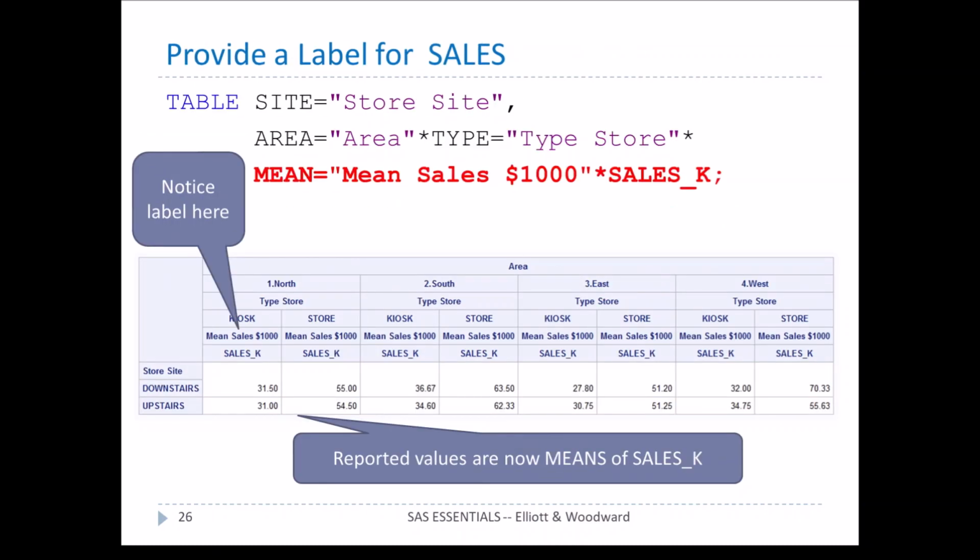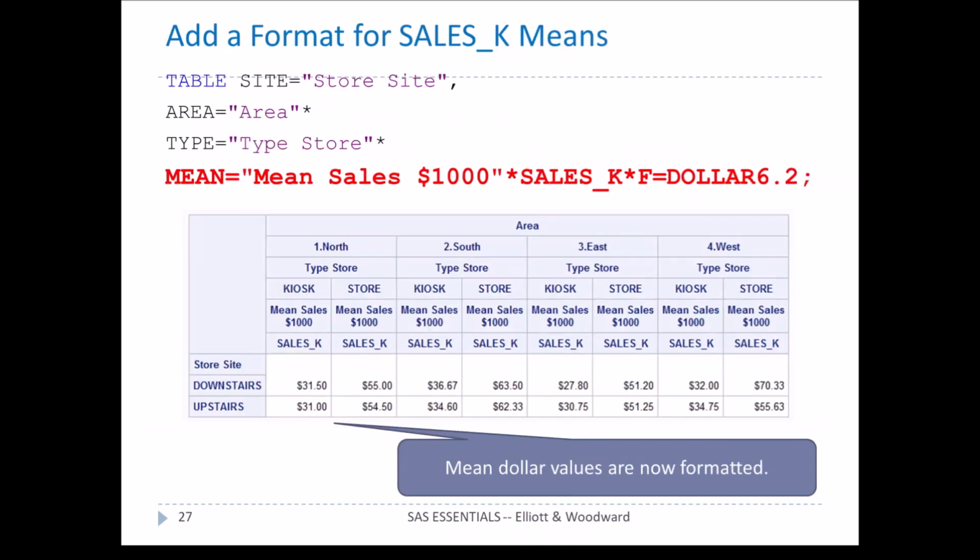All right, now let's provide a label for sales. In fact, we're going to do it for mean sales. Notice here in red, if we left off the label, it would just say mean by sales K, but we're putting a label in there in between mean equal. And so what that does is, notice then down in the resulting table, we have mean sales 1,000. So that inserts that label in there, and then the values reported are the means. 31.50 would be the mean sales for downstairs north kiosk, for instance.